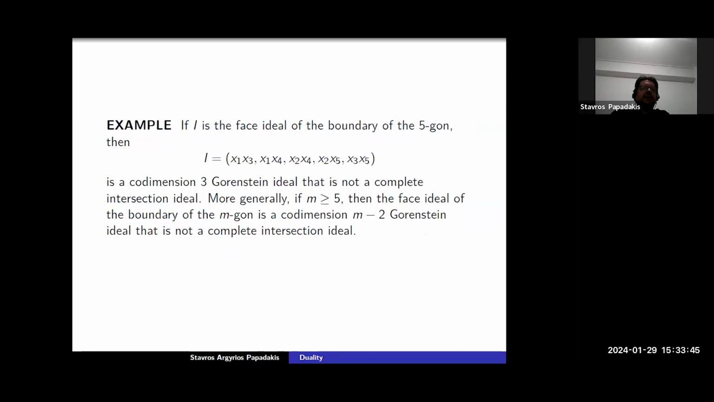Now let us give an example, coming from combinatorics, from simplicial spheres, of a Gorenstein ideal that is not a complete intersection. So let I be the face ideal of the boundary of the pentagon. Then it is easy to see that it is generated by the five monomials, and due to the previous theorem it is Gorenstein. So here we have a codimension three Gorenstein ideal that is not a complete intersection ideal.